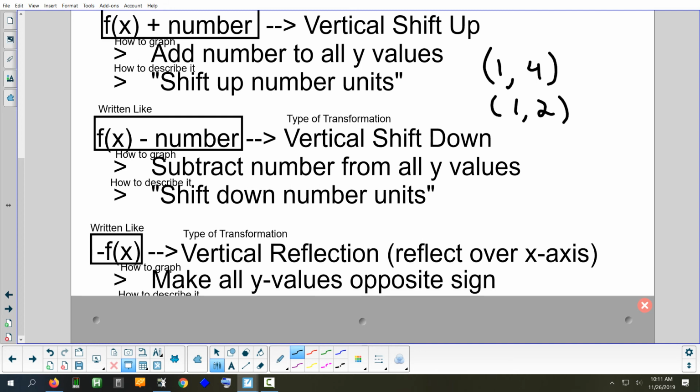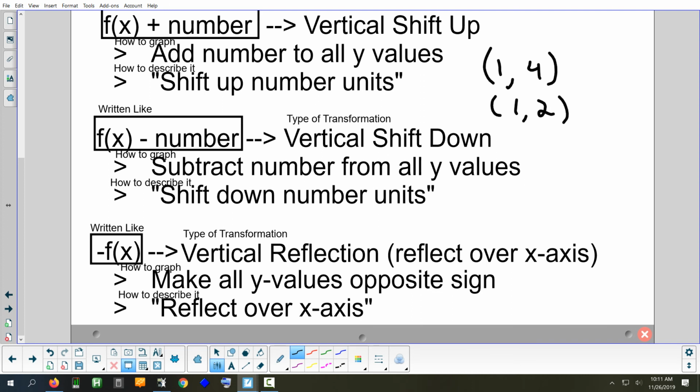What does that mean? When you reflect something, everything becomes the opposite. So remember, a negative just makes everything opposite. If you take the number 5 and you throw a negative in front of it, now it's negative 5. That's the opposite. And how would you describe it? Exactly the way I wrote on the other page. Reflect, or you could say flip, over the x-axis. Okay, and those are all the verticals. The next 4 I give you are the horizontals.